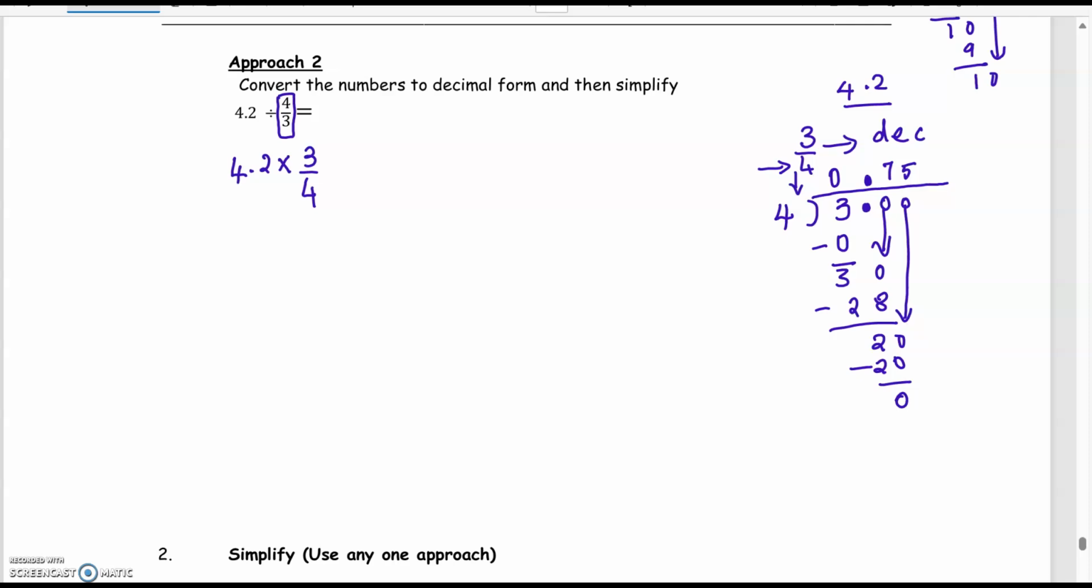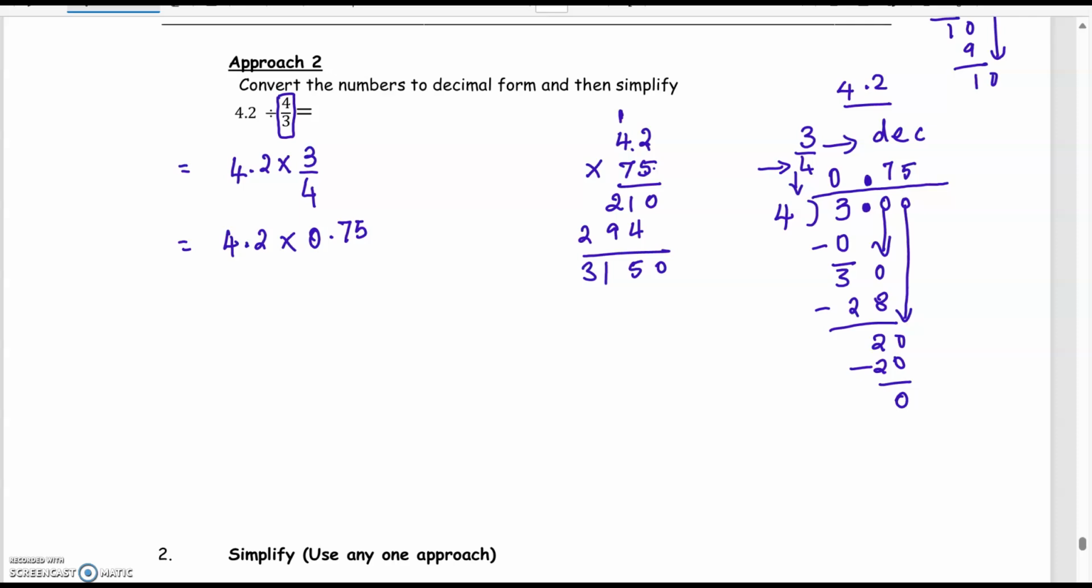Next, we have 4.2 times 0.75. So 42 times 75, and then we'll add the decimal point. 5 times 2 is 10. 5 4s are 20 plus 1, 21. 7 2s are 14. 7 4s are 28, 29. 0, 4, 5, 9, 10, 11, 3. So this is what we get.